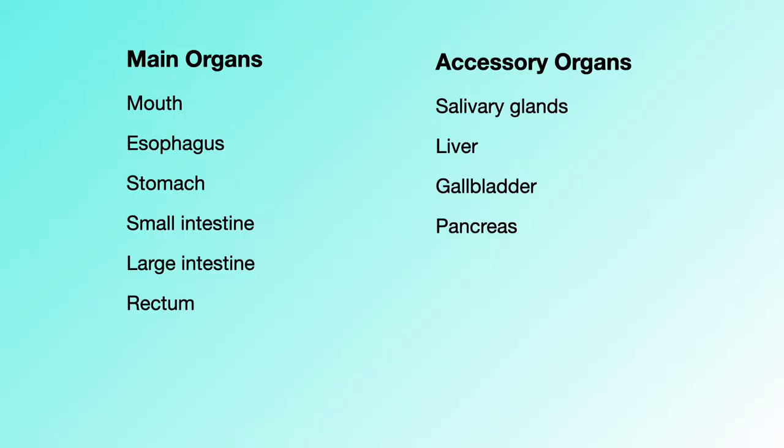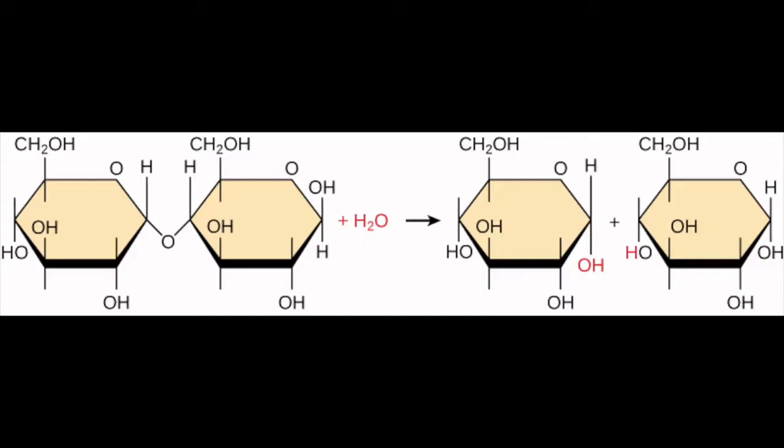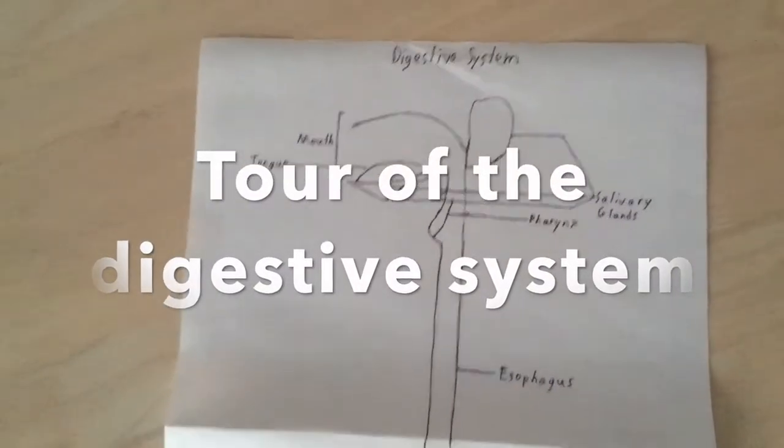The digestive system is composed of two types of organs: main organs, which are organs that food actually passes through. These include mouth, esophagus, stomach, small intestine, large intestine, and rectum. The digestive system also consists of accessory organs, which assist with digestion, but foods do not actually pass through them. These include salivary glands, liver, gallbladder, and pancreas. When all these organs work together, we are able to break down foods and absorb their nutrients. Let's first get a tour of the digestive system.